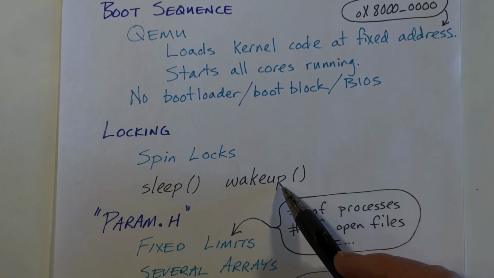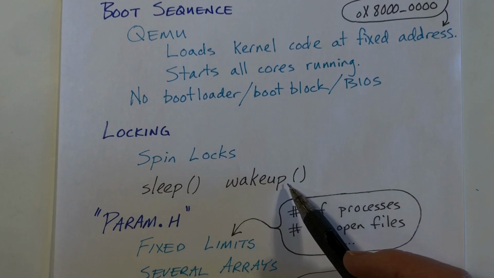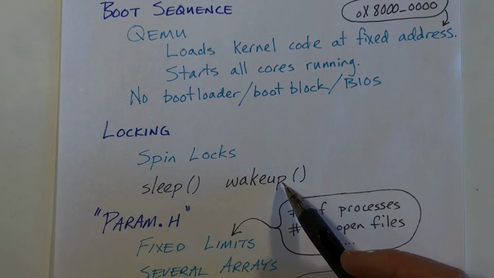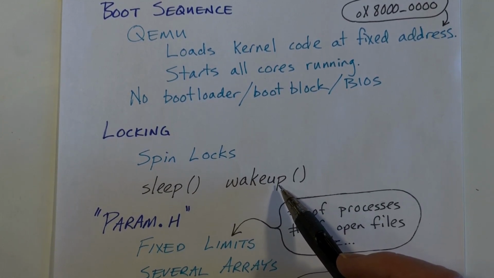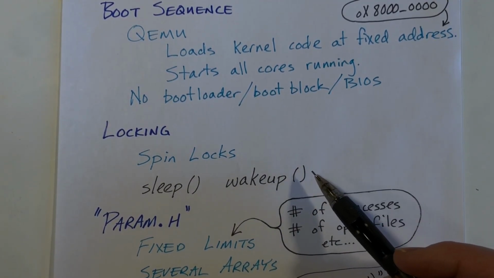Later, some other process will execute the wake up function and wake up one or more processes, or 0 or more processes. And if our process happens to get woken up, then it will be changed back from a status of sleeping or blocked to runnable, and then it will get time slices after that.